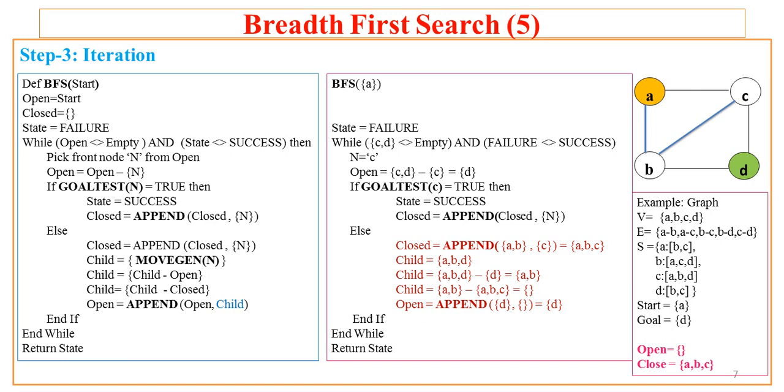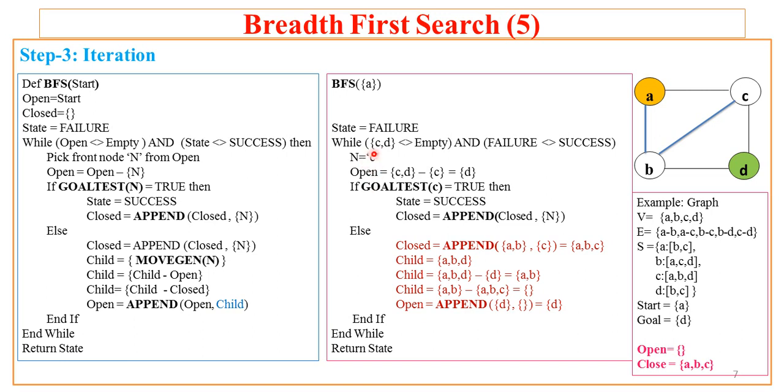Let us now see the next iteration. In this iteration, we will see how our algorithm traverses level wise. So we have CD in the open, which is not empty, and our state is also failure. So failure is not success. So both the conditions are true. Now our algorithm will proceed ahead with the next iteration.